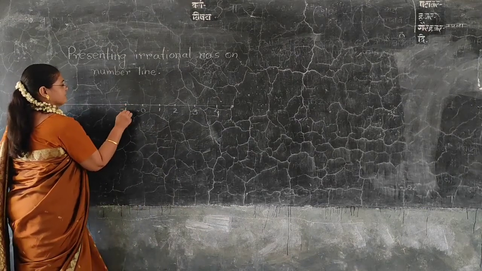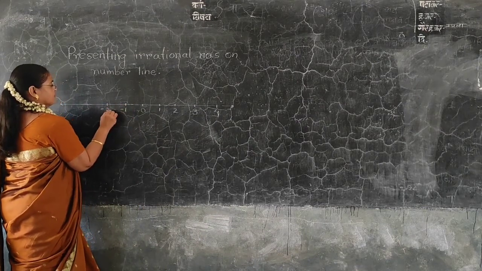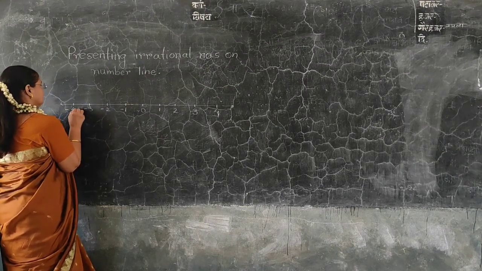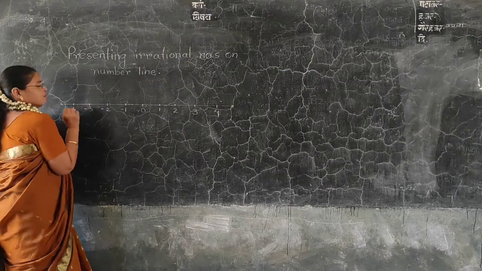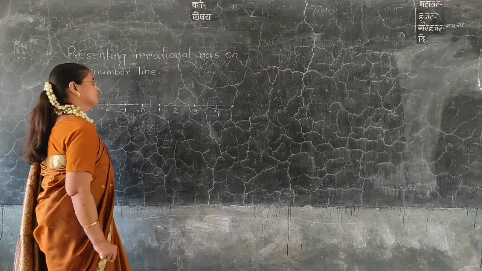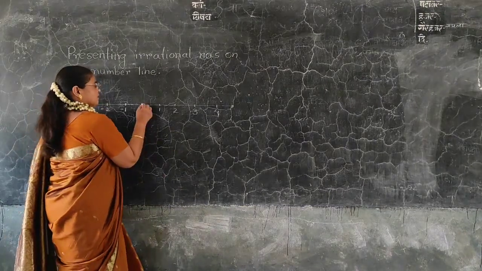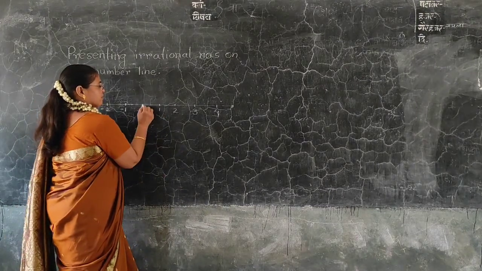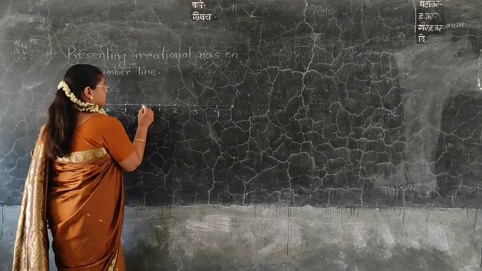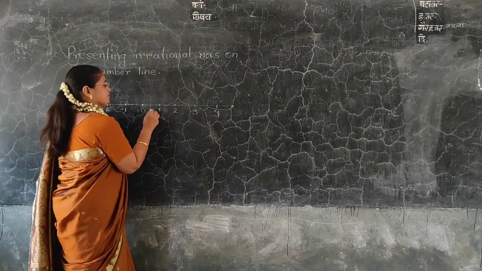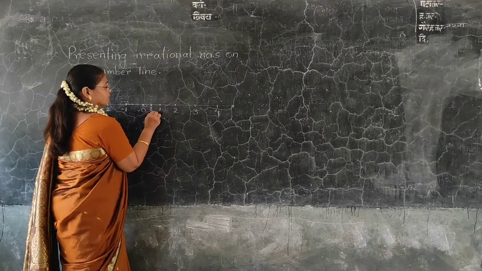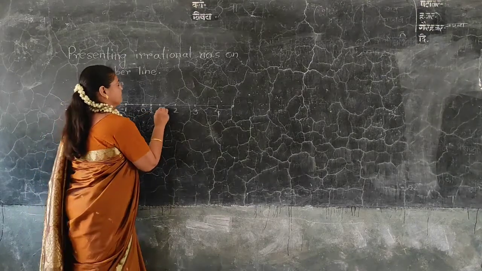Also -1, -2, -3, so that on this number line we have now shown all the integers. Now we know fractions also we can show on this number line by dividing it into given segments. Suppose I have to show 1 by 2, then I have to divide this in 2, and here is 1 by 2.